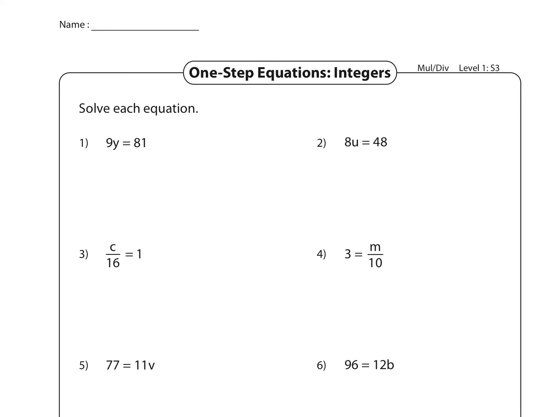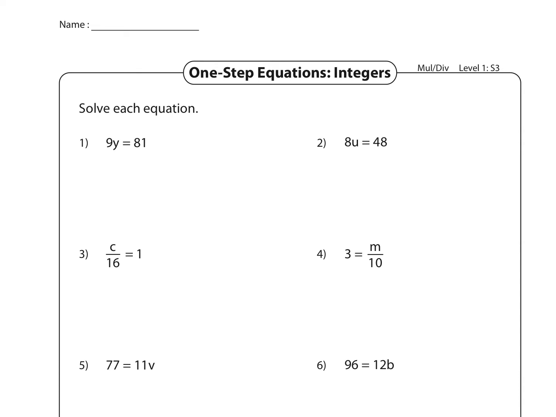So make sure you have this paper, and the very first equation you should see would be 9W equals 81. This is a two-sided paper, so if you don't see this, please flip it over. Okay, so we're going to begin.